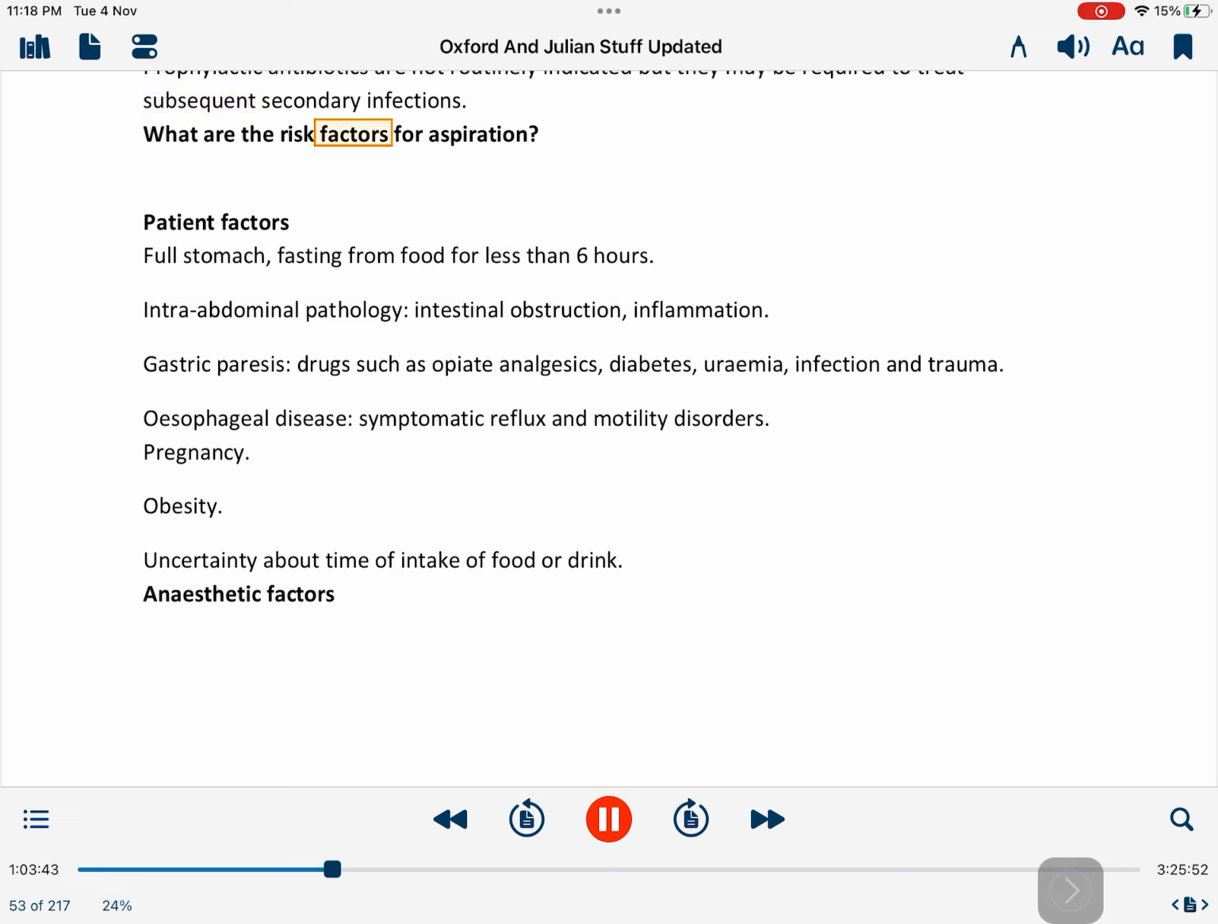What are the risk factors for aspiration? Patient factors: full stomach, fasting from food for less than 6 hours, intra-abdominal pathology, intestinal obstruction, inflammation, gastric paresis, drugs such as opiate analgesics, diabetes, uremia, infection and trauma, esophageal disease, symptomatic reflux and motility disorders, pregnancy, obesity, uncertainty about time of intake of food or drink.